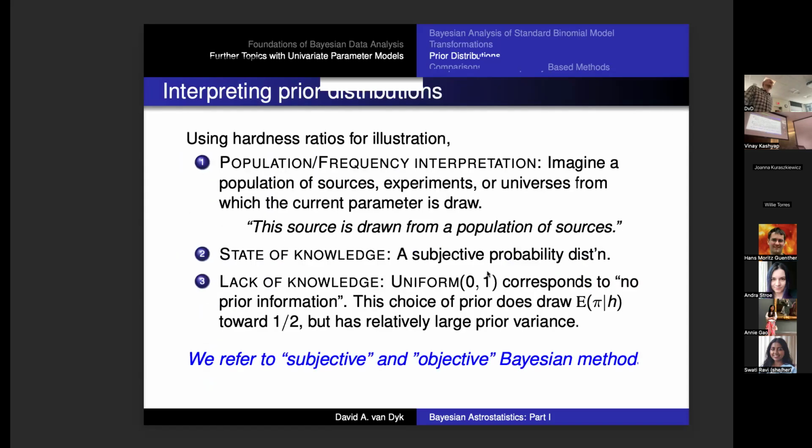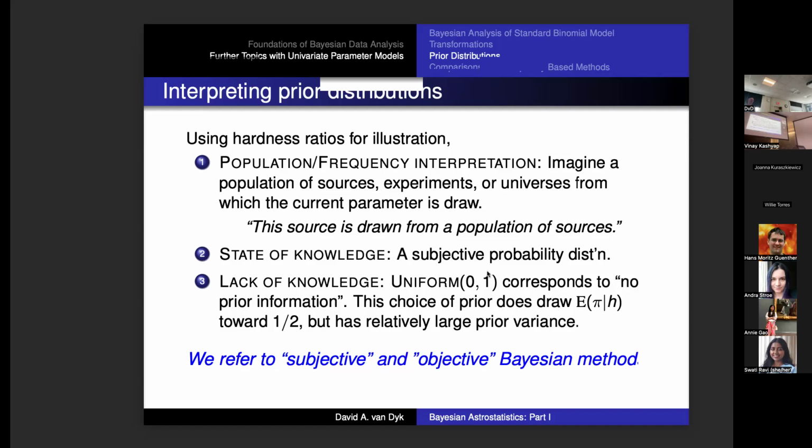Okay, so what's next? Oh, okay, interpreting prior distributions. More on prior distributions. We're trying to get back to what Vinay was asking about eventually. So, interpreting prior distributions and different kinds of prior distributions, using hardness ratios for illustration.